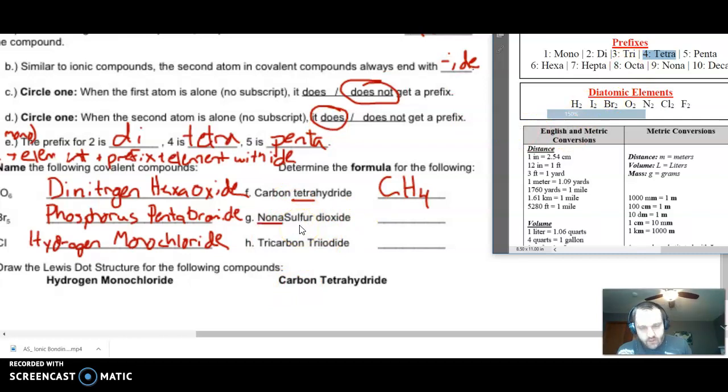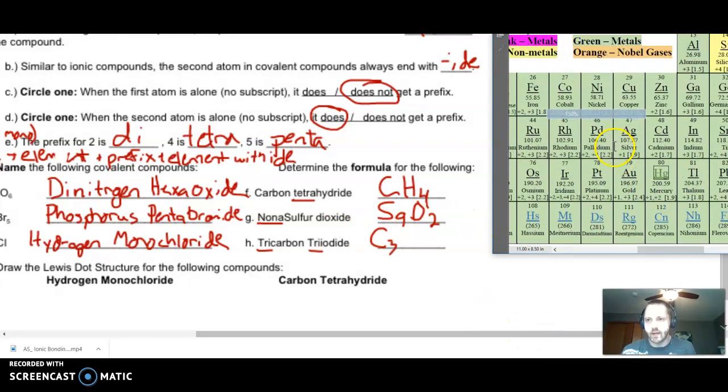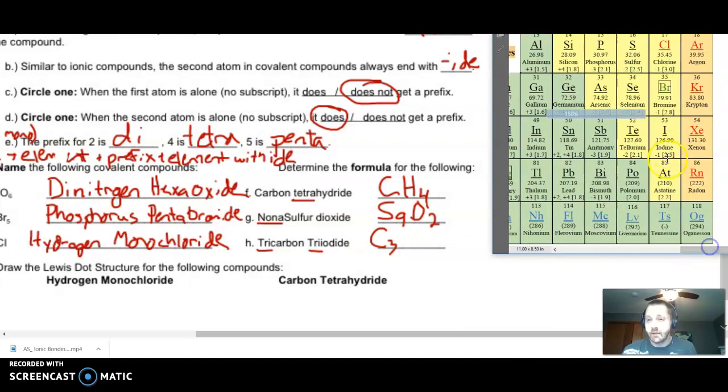We see nanosulfur, so nana is 9, so S9, dioxide, O2. Tricarbon, triiodide, that one's kind of weird, so we'll just do tricarbon. And then iodide, I actually put in here because I want you to just recognize iodide is iodine. I know it's kind of a weird one, it's fun to say, but it just becomes I3. Okay, we are good on that.